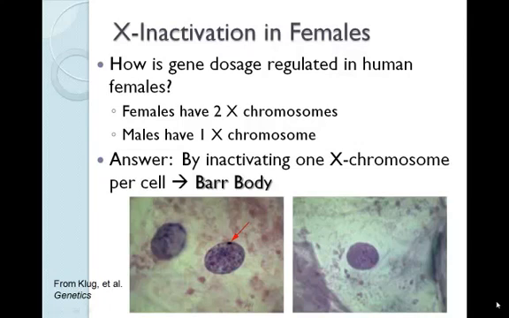The inactive X chromosome is called a bar body and can be seen in high magnification as a tiny dot in the cell's nucleus.